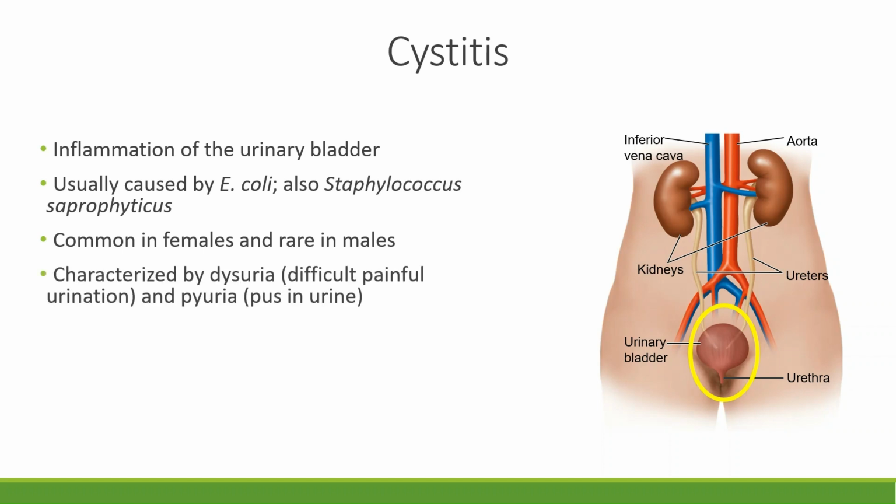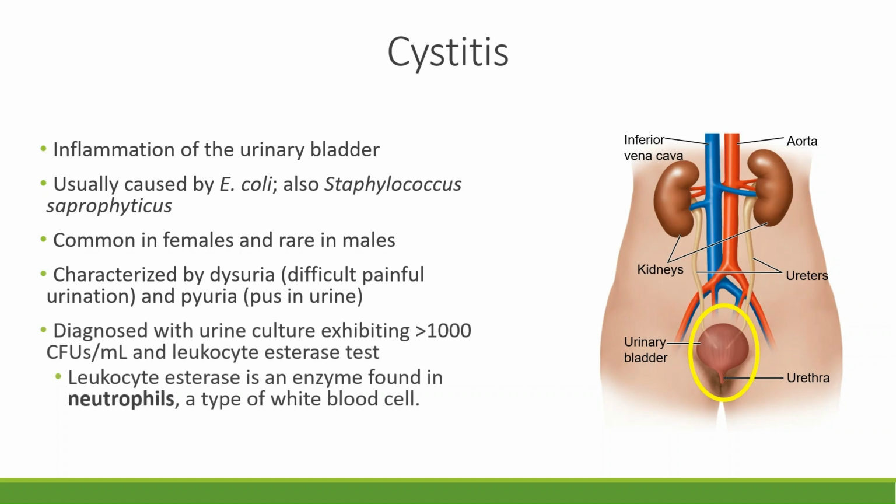And cystitis is far more common in females than in males. This is because the female urethra is shorter, making it easier for bacteria to traverse the urethra and reach the bladder. In men, bladder infections are rare and usually linked to some other underlying condition. Symptoms include dysuria, that means pain and difficult urination, or pyuria, which means pus is present in the urine.